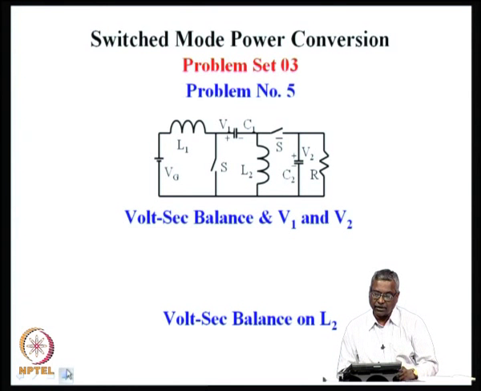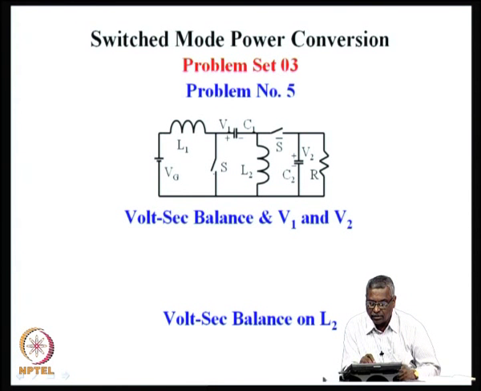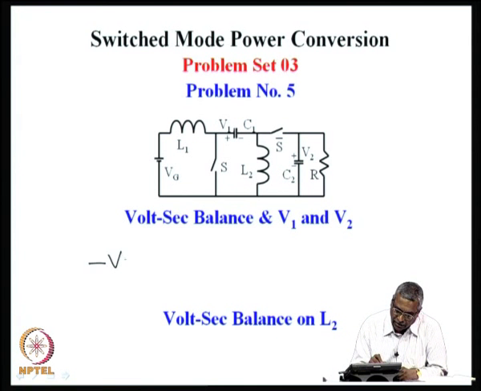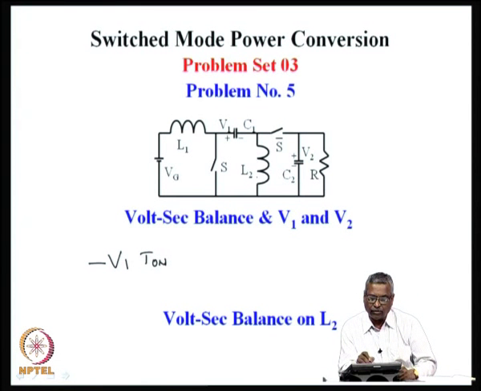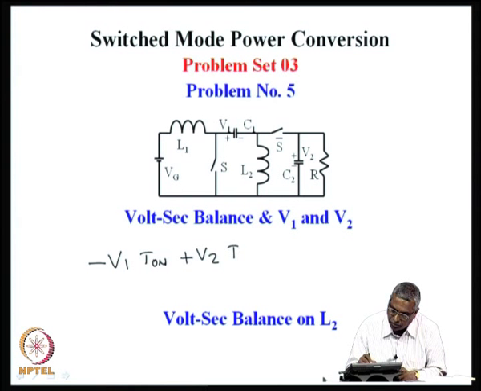Volt second balance on V1 and V2 we will do on this. So, during the on time, when this switch is on, L2 is facing the voltage V1 with a minus sign. So, minus V1 into T on is the voltage across the inductor, and when this switch is open and S bar is closed, V2 is applied across L2, and that is plus V2 into T off is equal to 0.